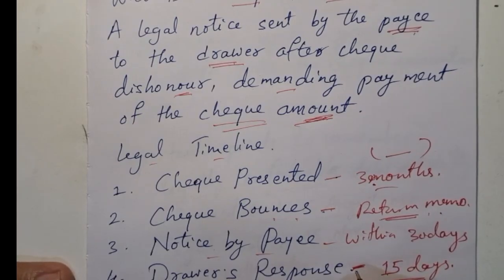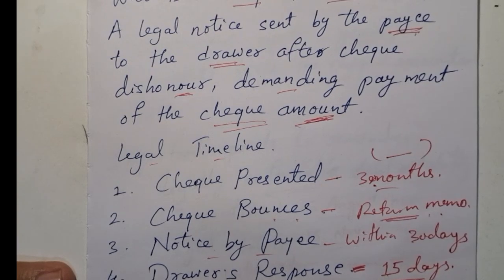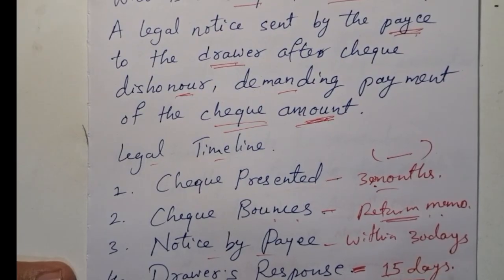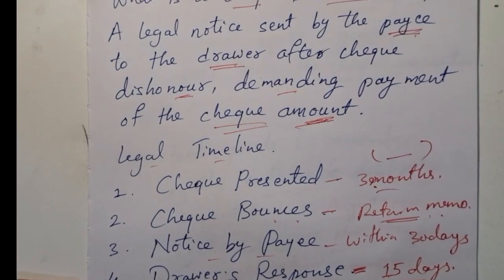And if the payment has not been made within 15 days, you need to make sure that you file a complaint in court. Again, there is a timeline of 1 month after the 15 days given for the payment. Maybe the drawer can send another response to your legal notice stating the reasons why they are not going to make the payment. After that, you need to make sure to file a complaint within 1 month.